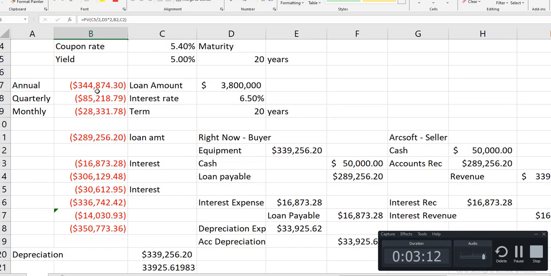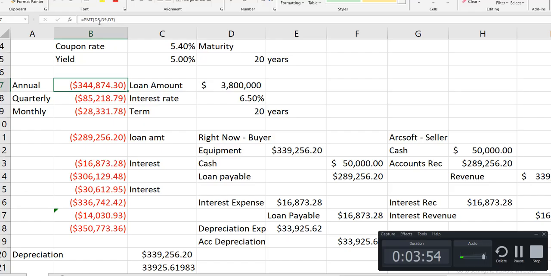All right, next one is loan payment. We have a loan amount of 4.3 million minus 500,000, or 3.8. Interest rate 6.5% over 20 years. So what would our payment be if we made equal payments on this for the 20 years to pay it back? And the correct answer would be 344,874.30. You can see the formula here where we use the payment PMT function. We put in there the interest rate, the term or the number of years, and the loan amount.